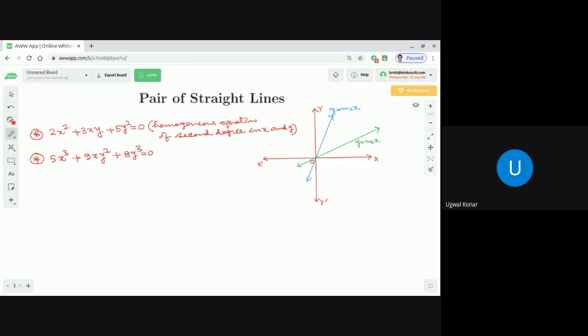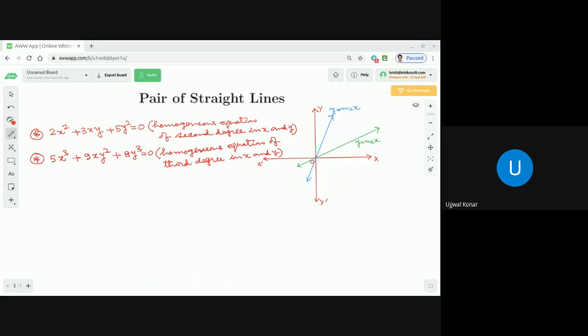What is the power of x? That is the first term, 3. The third term, power of y, that is also 3. So from here we can say that it is a homogeneous equation of degree 3 in x and y. So what we can write? You can write the homogeneous equation of third degree in x and y. So now let us come to the formal definition, the way we define an equation.